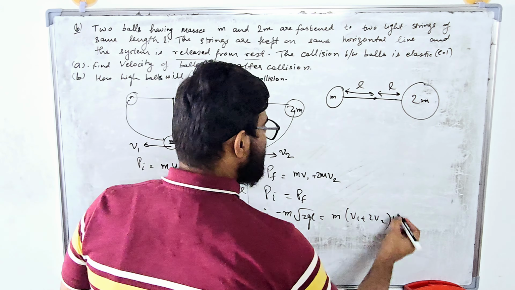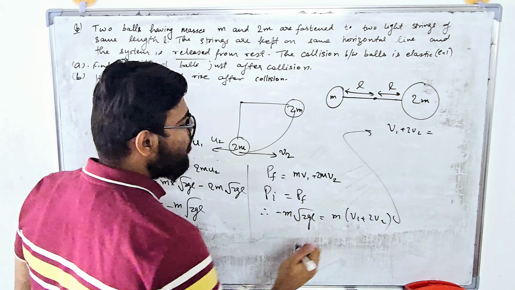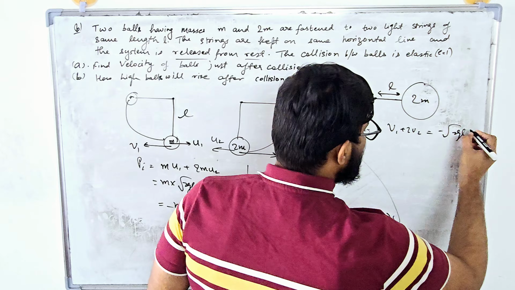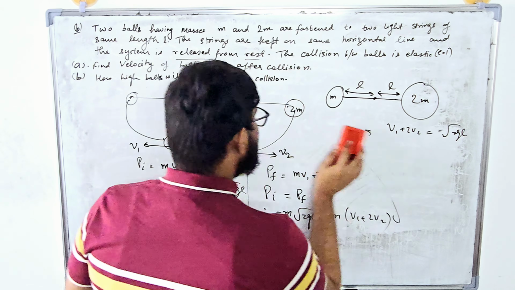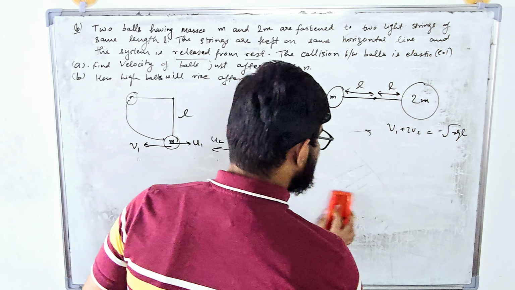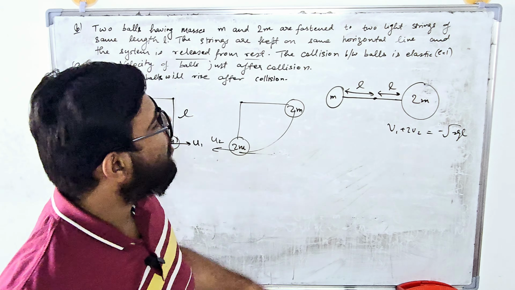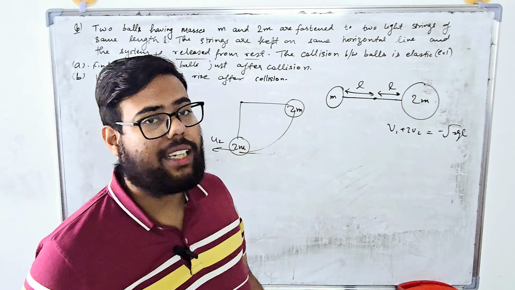Okay. So from this, we can say that v1 plus 2v2 is equal to negative root 2gl, right? So far, so good. Now, what we have to find? We have to find the velocity. But how will we find it? Because we have just one equation. Well, just see in the question, it is given that the collision between balls is elastic.